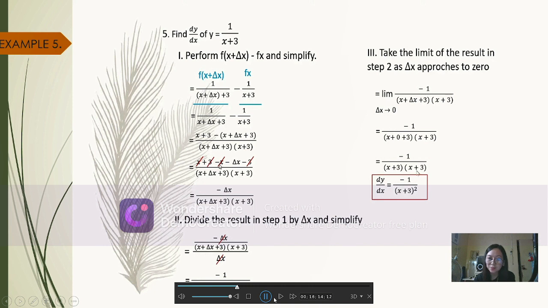So, pag pinagsama yan, magiging (x plus 3) squared. Kaya, magiging sagot natin is dy over dx is equal to negative 1 over (x plus 3) quantity squared.